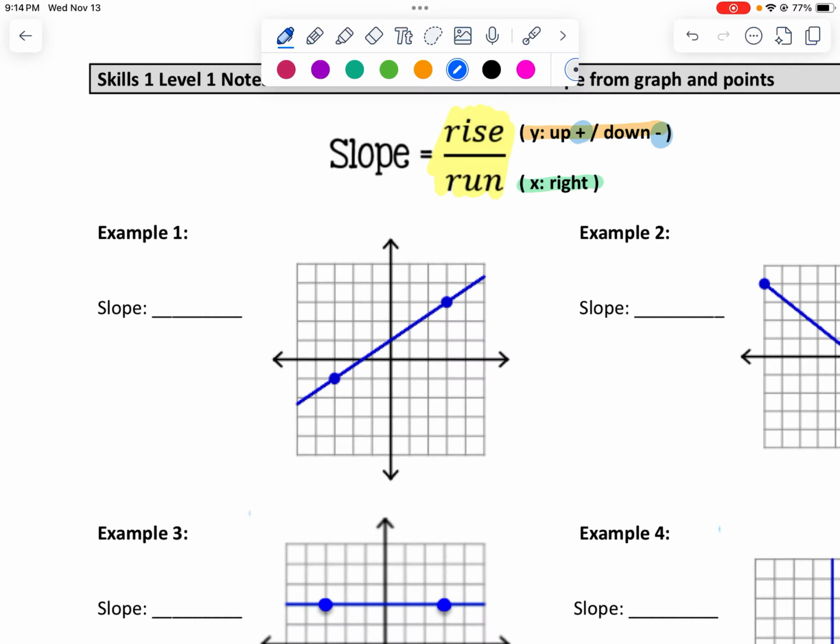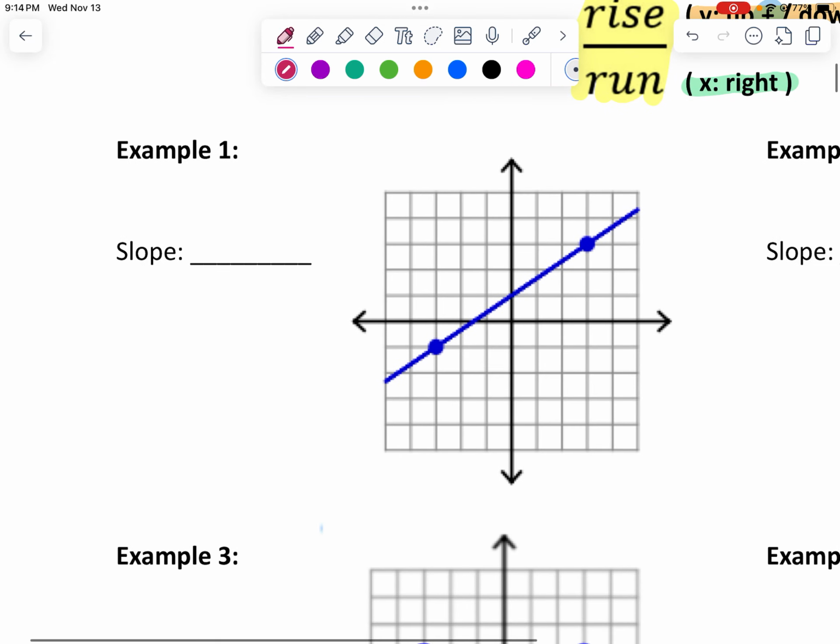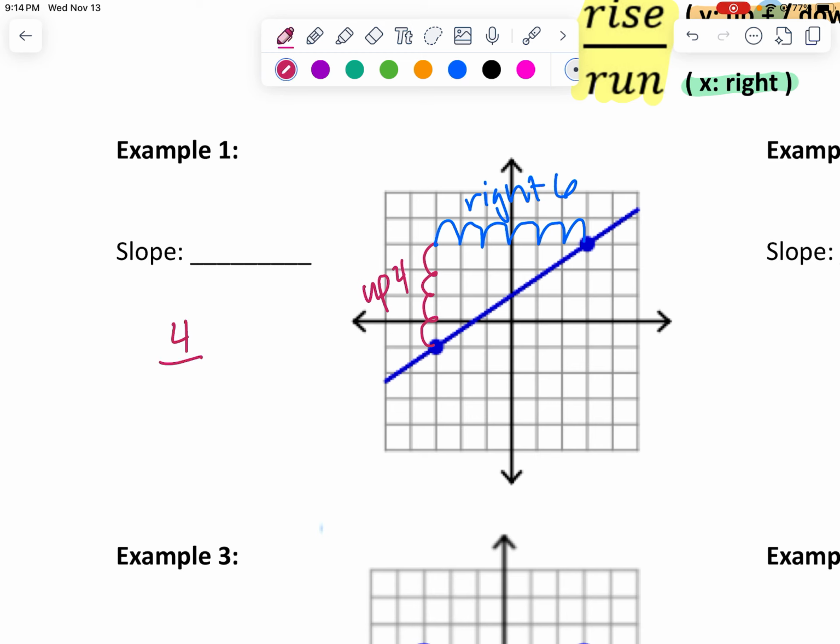Okay, so if I were to look at example 1, I'm going to first start with my rise. So I'm going to start at my lowest point right over here. I'm going to go up however many, 1, 2, 3, 4. Good, we're going to go up 4 wherever it's in line with your other point. And then I'm going to go right 1, 2, 3, 4, 5, 6. So again, we went up 4, so this is our rise, and then our run, we're going right 6, and then we can see if this reduces.